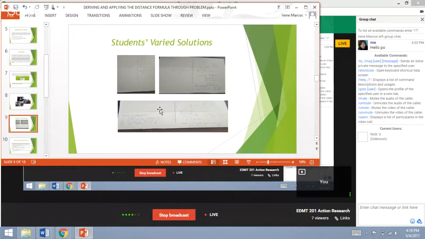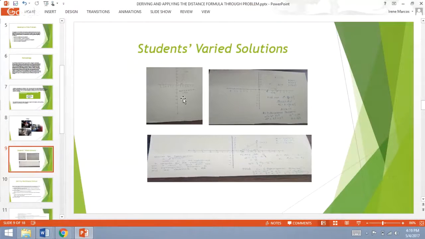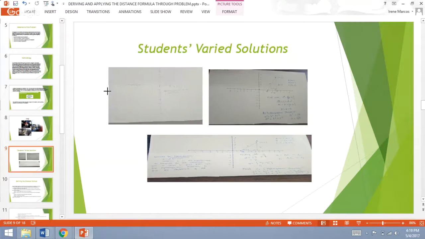So here are the varied solutions of my students. In the first picture, the smallest one, you would see that the student just drew the Cartesian plane, plotted the points, and connected them through a line. It is written that they just used a ruler to measure how far the boat traveled to the island.